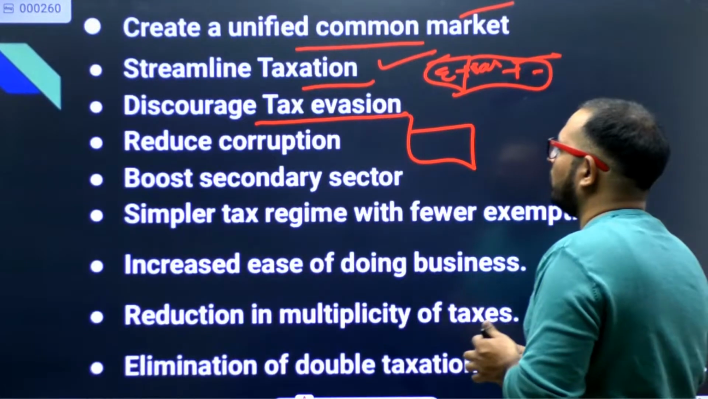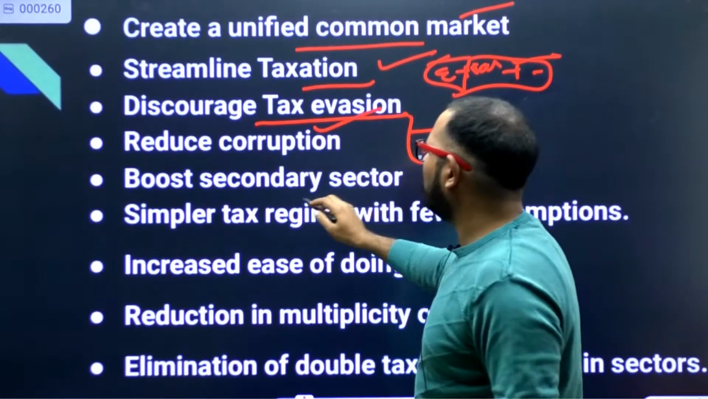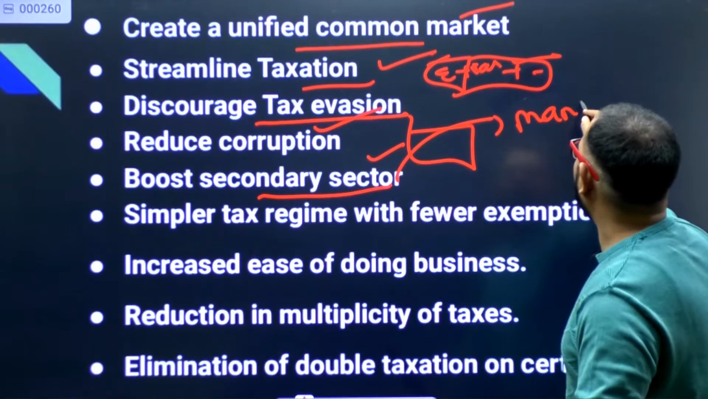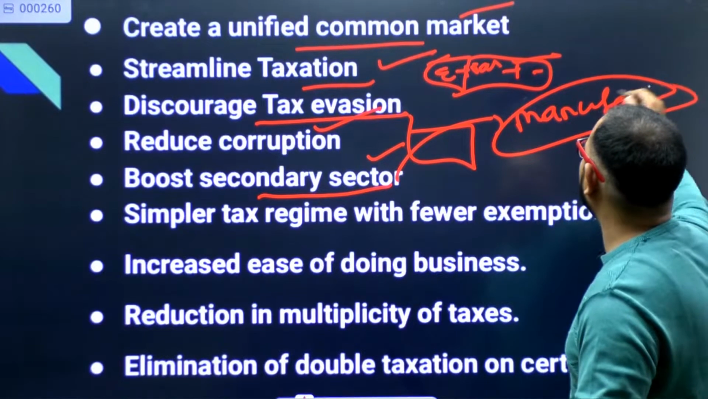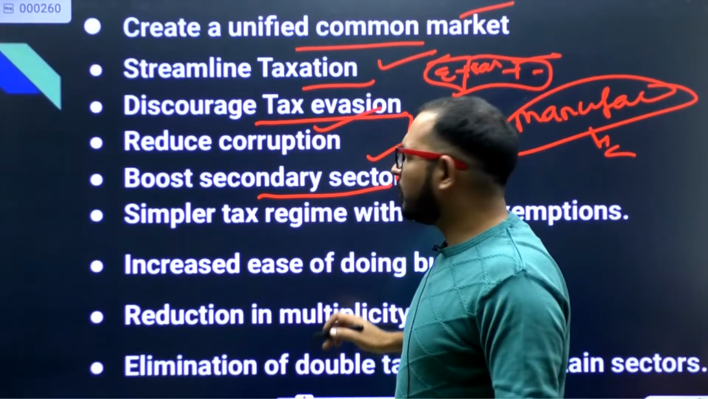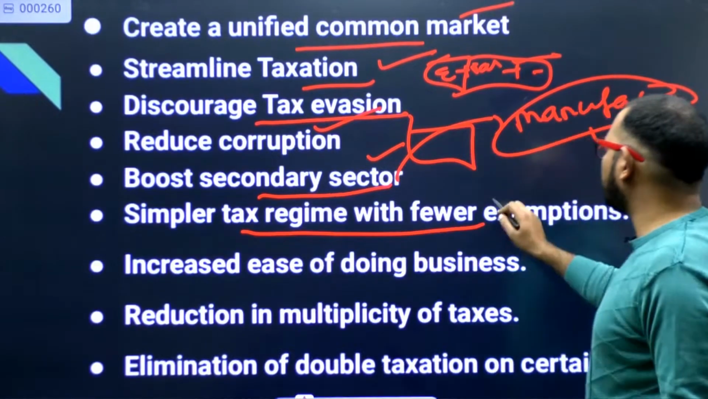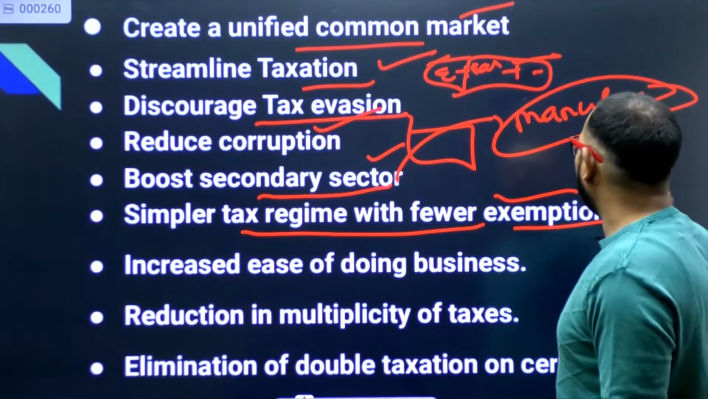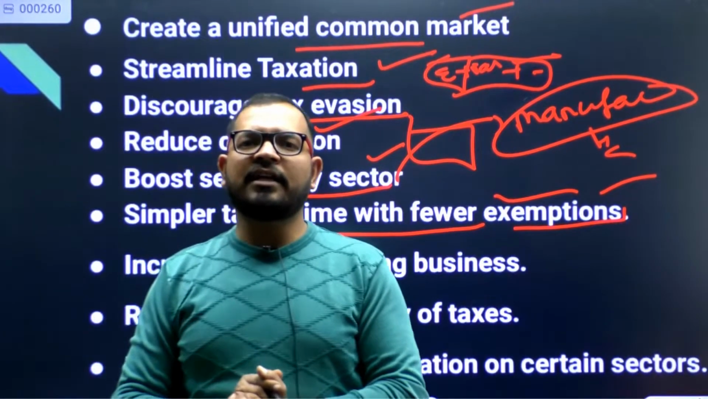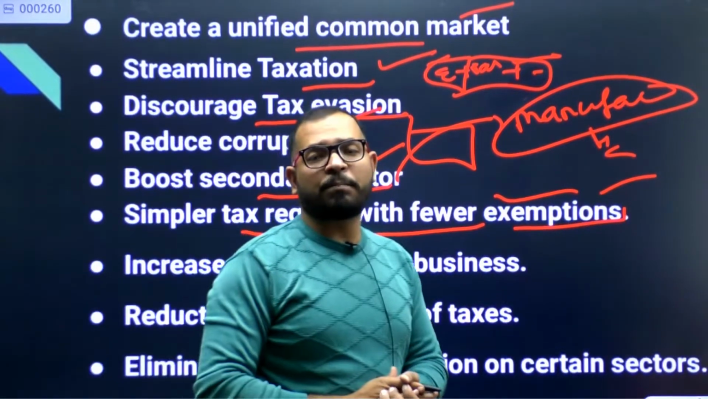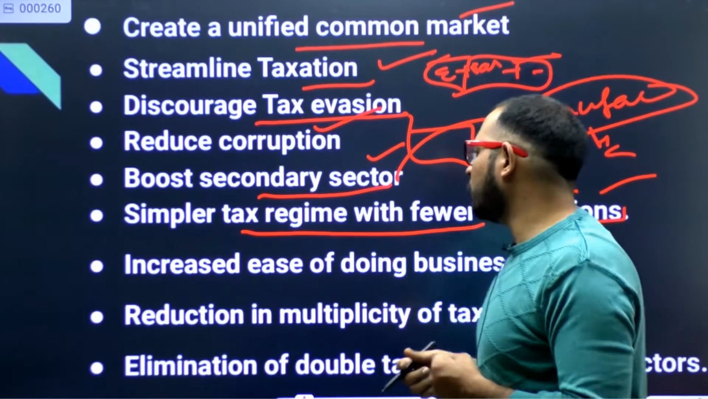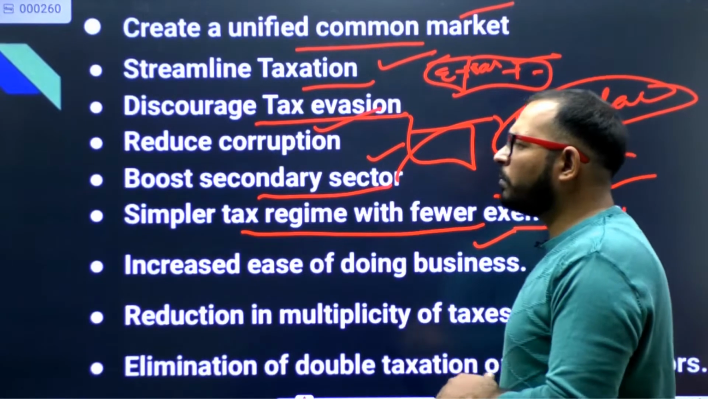Now, it reduces corruption, yes, no doubt. It boosts the secondary sector. Secondary sector means the manufacturing sector. So manufacturing sector, yes, because now excise and other things are being subsumed under the GST. A simpler tax regime with fewer exemptions increases the propensity to consume. It reduces the final price paid by the consumer. It further boosts the demand in the economy. It increases the ease of doing business.